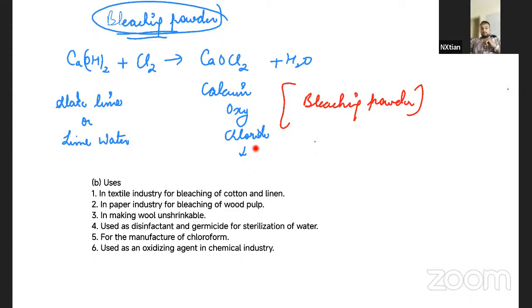Now they can ask you the formula. That's the reaction. Ca(OH)2 plus Cl2 will form CaOCl2, which is called bleaching powder or calcium oxychloride. So is the last one plus H2O?